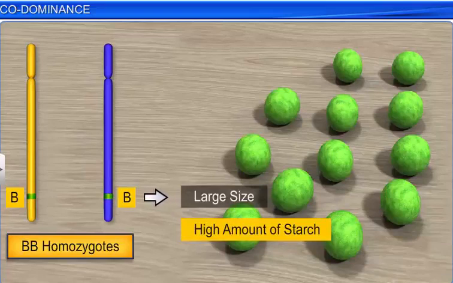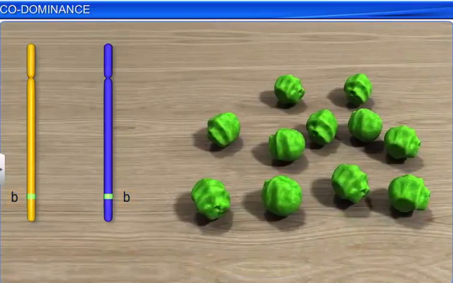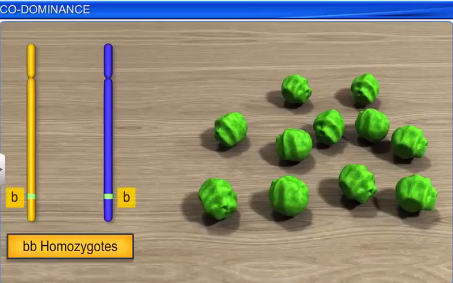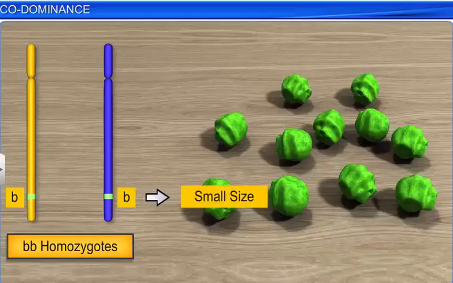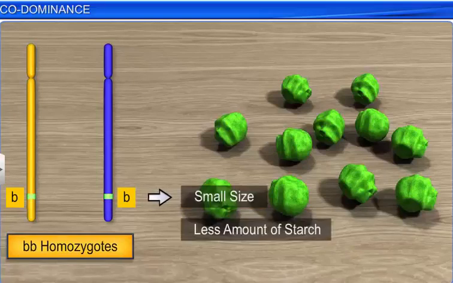Moreover, the pea seeds were round. On the other hand, small b homozygotes were not very efficient at synthesizing starch, and so the pea seeds produced were small or had less starch in them. Also, the seeds were wrinkled.